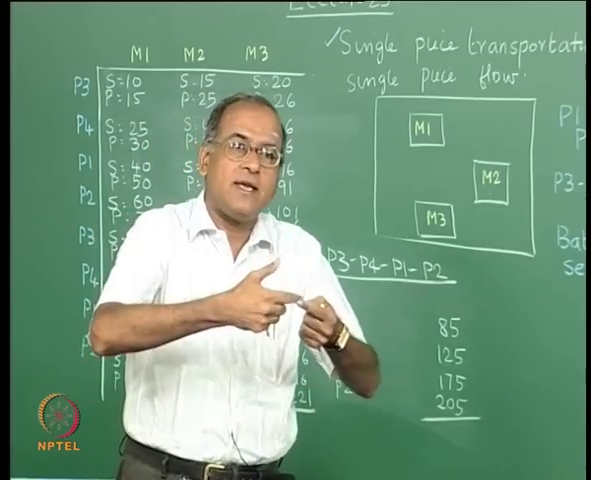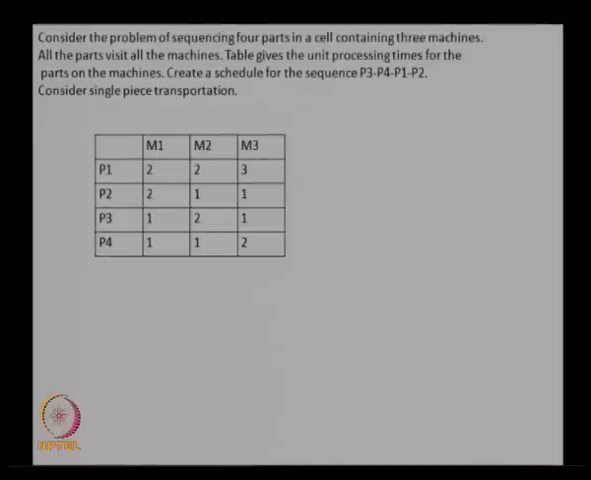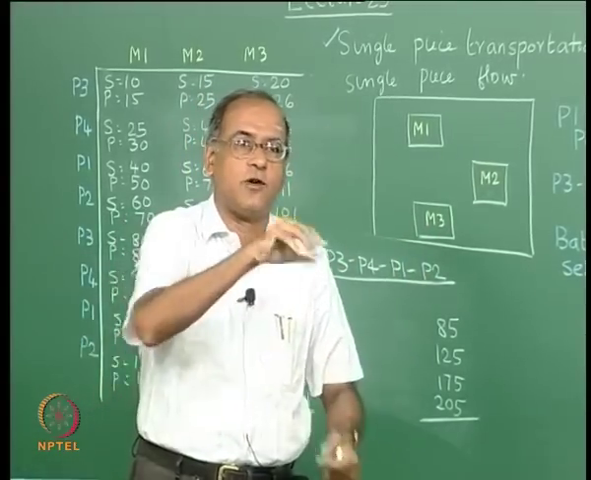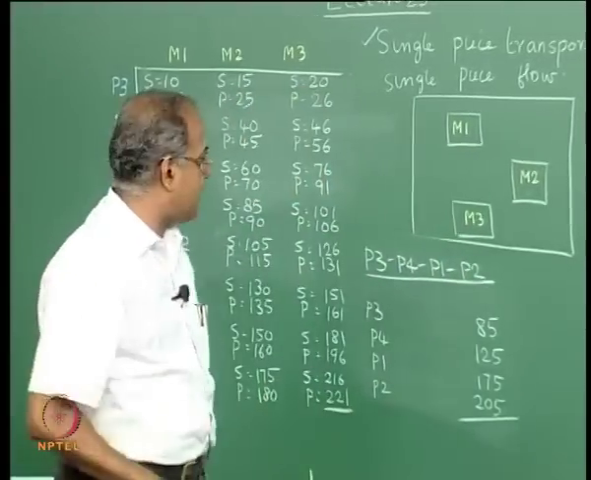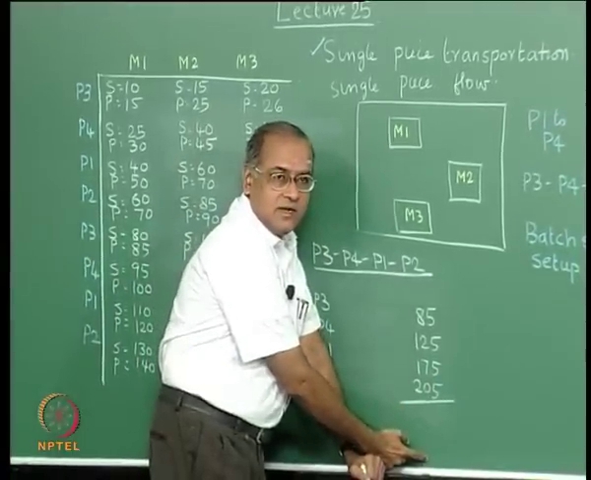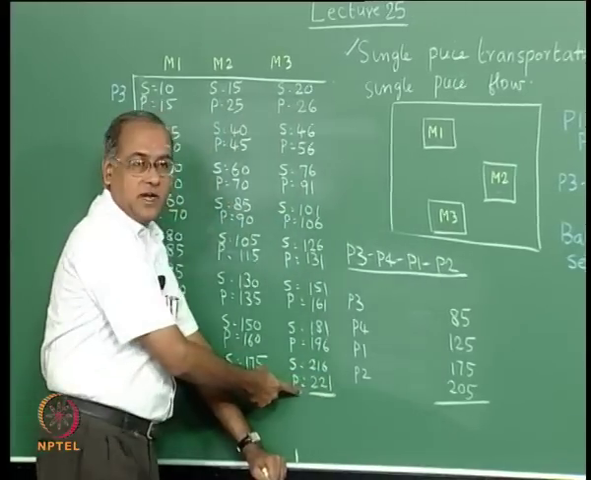So, that would be equivalent of introducing a P5, P6, P7, P8, where P5 is the same as P1 and so on. So, it will become an 8 job 3 machine problem in a flow shop, and when we do that, the time would be well beyond 205, which will be higher than 205. In fact, it would be even higher than 221.